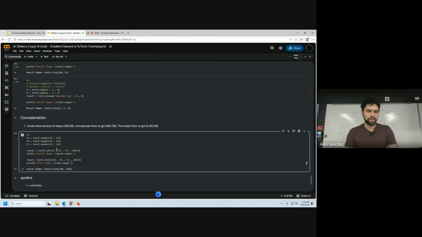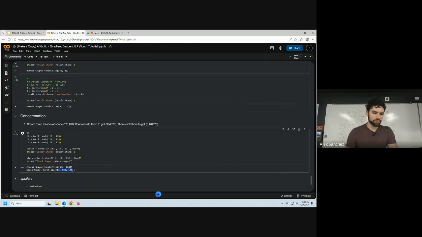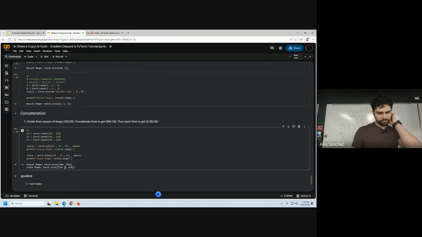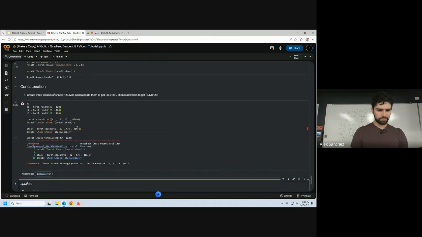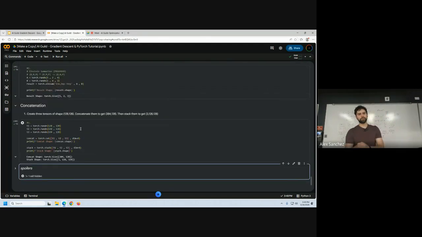It's the same kind of syntax, just we're using the stack method. And this is our resulting shape. Try by 1. This just tells us what dimension we're going. So let's do it by 0. And we get a 3 by 128 by 128 stack of tensors.